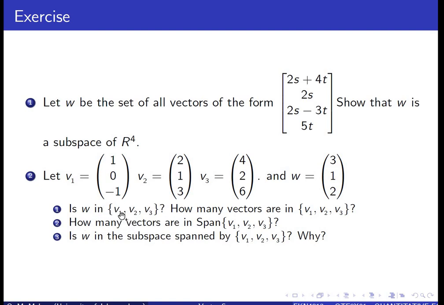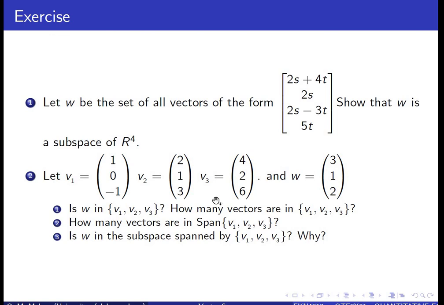But if this is an already defined set consisting of V1, V2, V3, we cannot say W is in this set because W is (3, 1, 2), right? Then how many vectors are in V1, V2, V3? 3 vectors are in V1, V2, V3. How many vectors are in span V1, V2, V3? Only 2 vectors. It's (1, 0, -1) and (2, 1, 3), whereas this V3 is a multiple of this set.